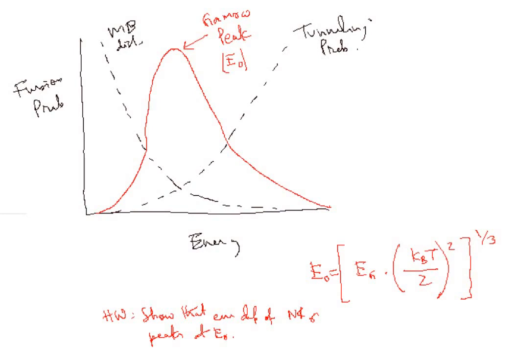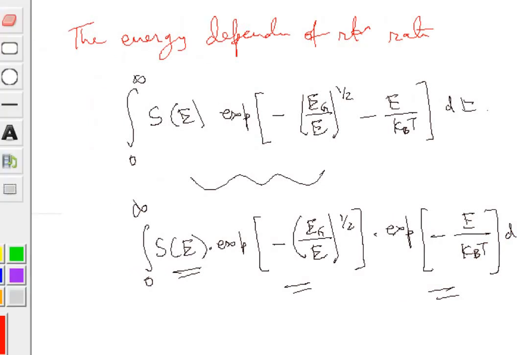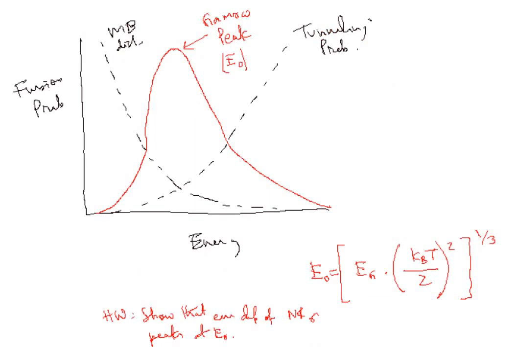So basically, we have considered the concept of the Gamow peak, the energy dependence of the reaction rate. From there, we considered only these two terms, and from there, we introduced the concept of this Gamow peak here.